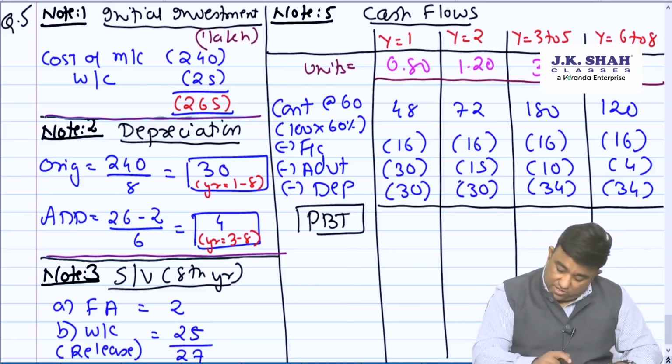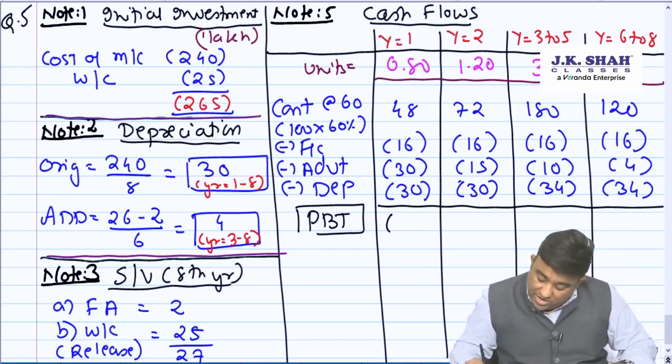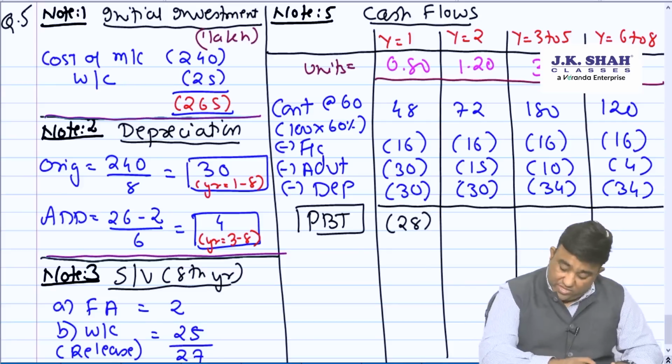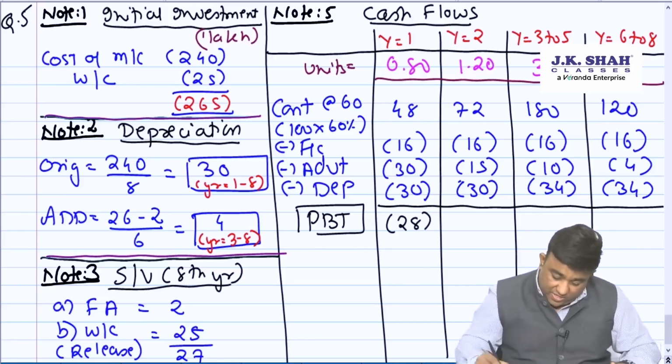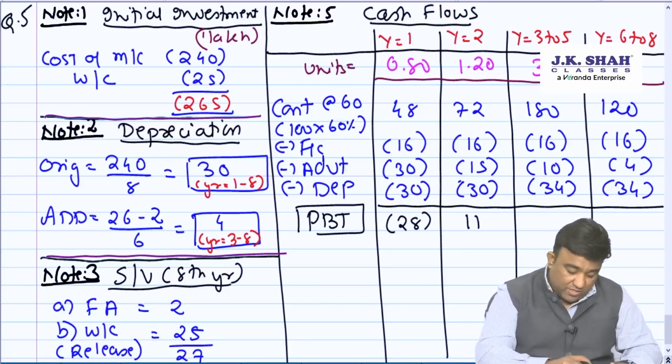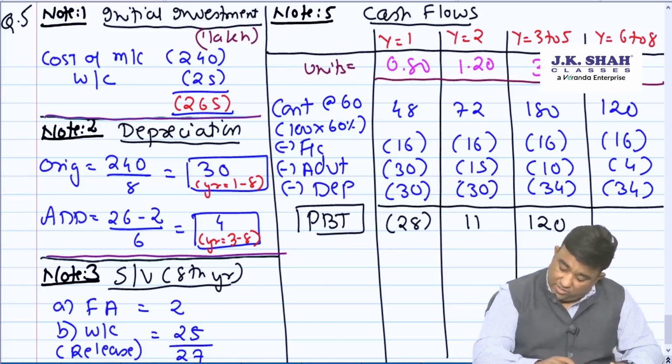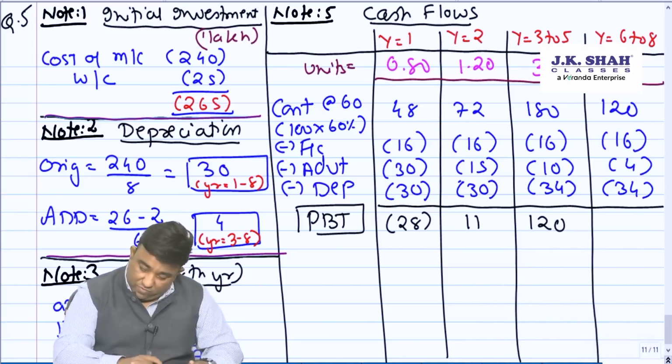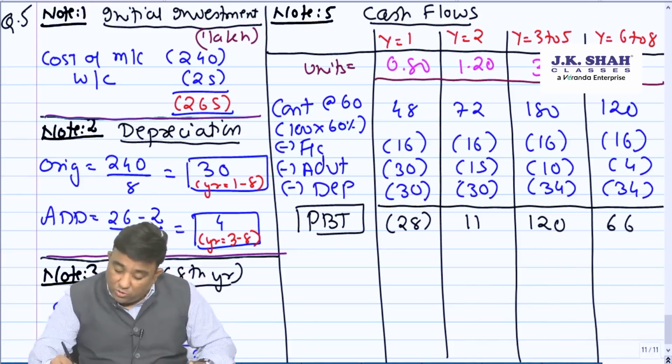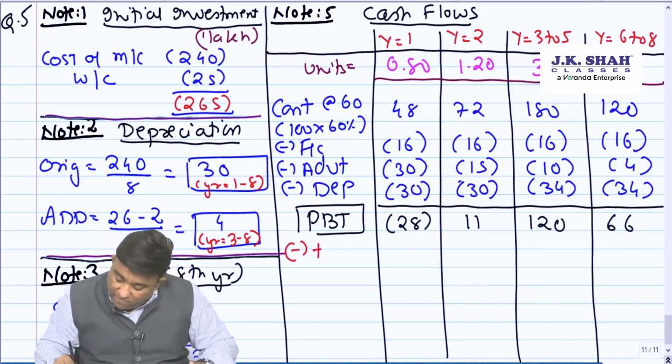48 minus 16 minus 30 minus 30, that gives you negative 28. Negative, there is a loss, student. Second year is 11, third year 180 minus 16 minus 10 minus 34 is 120, and last 120 minus 16 minus 4 minus 34, which is 66. Now the question arises, what about the tax treatment?